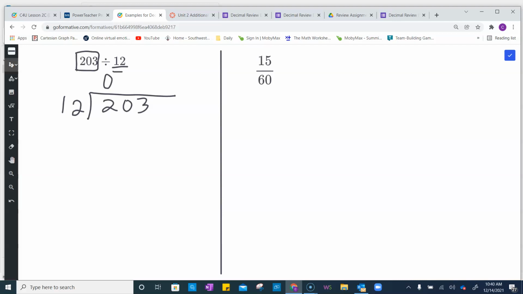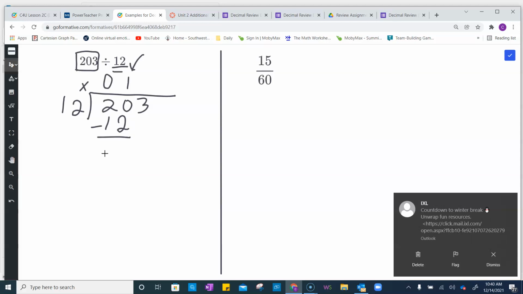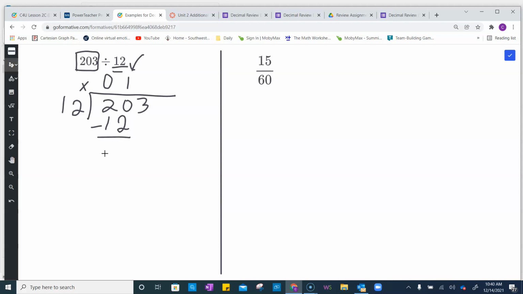So then we go out to the second digit. Whenever you put a 0 on the house, you just go out to the next digit and you create the number 20. How many times does 12 go into 20? The answer is 1. Now we're going to take 12 times 1 and subtract it. When you put the 1 on the house, that means you can take 12 away from 20 one whole time. You don't have enough to take it twice. So we can get as close to 20 as we can without going over.